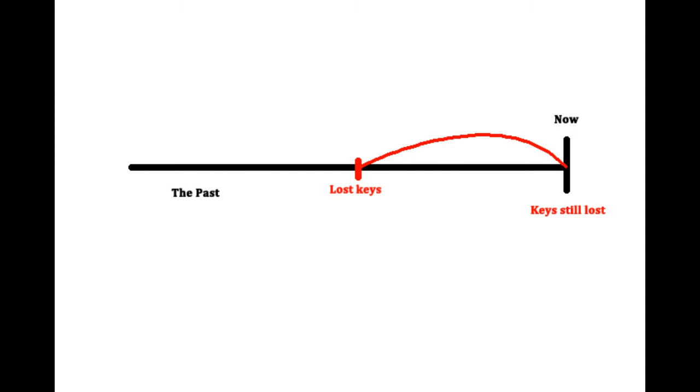Another example would be, I have lost my keys. Now, if I say I have lost my keys, it means that in this moment, I have not found them. They are still lost. So that's an event in the past which has a connection to the present.